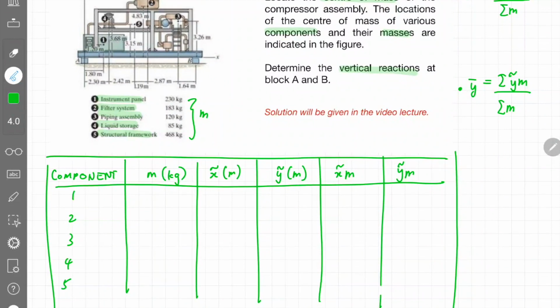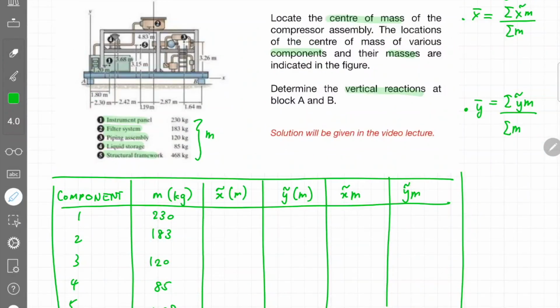For example, component 1, the instrument panel, the mass is 230 kilogram. For the filter system, the mass is 183 kilogram, and so on and so forth. Now we are going to fill up the following columns with the centroid of each component. If you look at component number 1, which is labeled here, the centroid along the x direction, the x curve, is 1.8 meter. Accordingly, the centroid along the y direction, the y curve, is 1.2 meter.